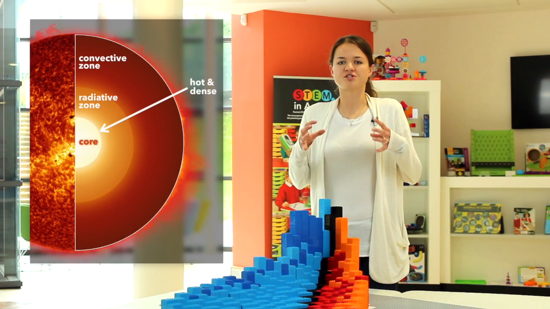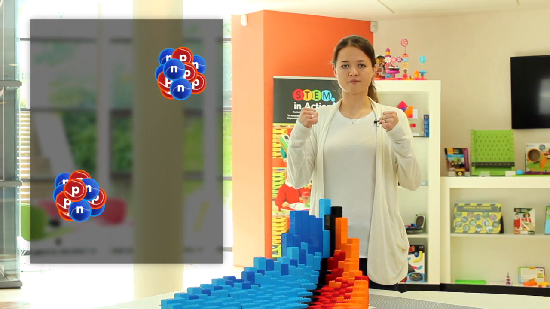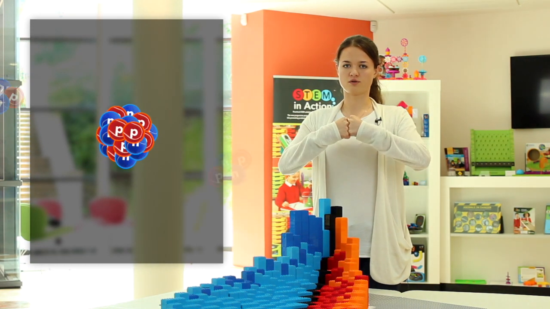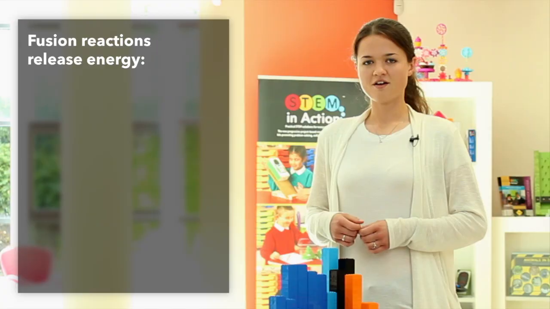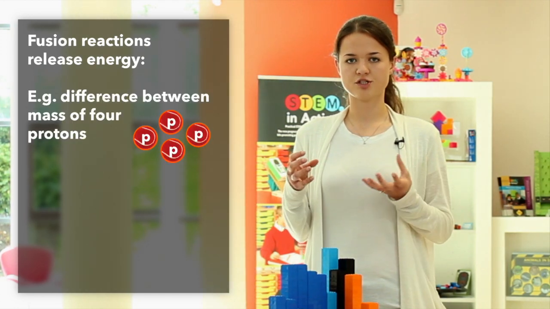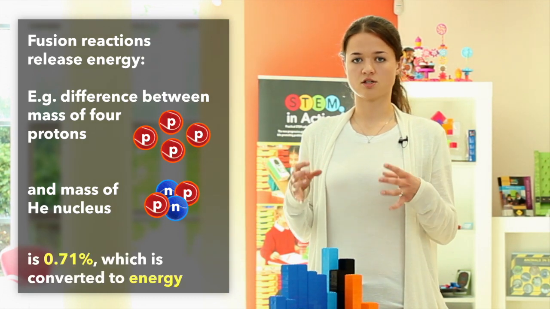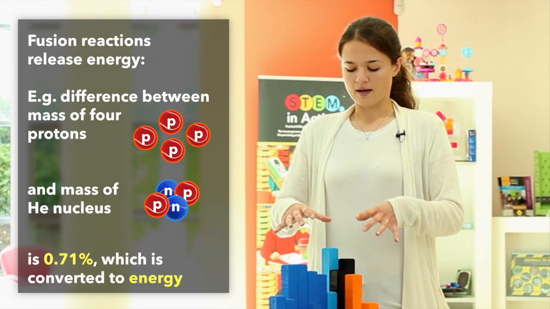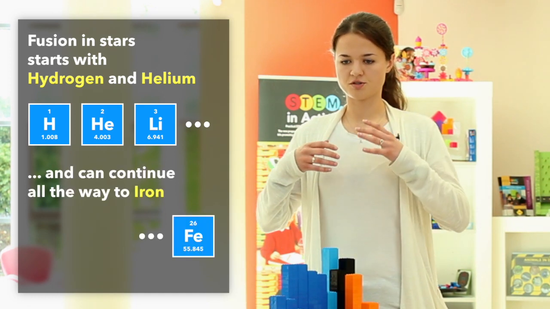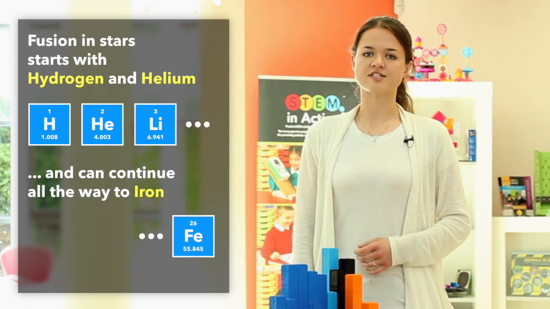The enormous temperatures and pressures that are at the center of the stars force the nuclei together. They overcome the electrostatic force and they stick together to form new, slightly larger nuclei. Fusion reactions release energy because there's a slight mass difference between the starting nuclei and the products, and this mass difference is converted to energy. Stars can start from hydrogen and, if the conditions are right, produce all elements all the way up to the most stable element, which is iron 56.